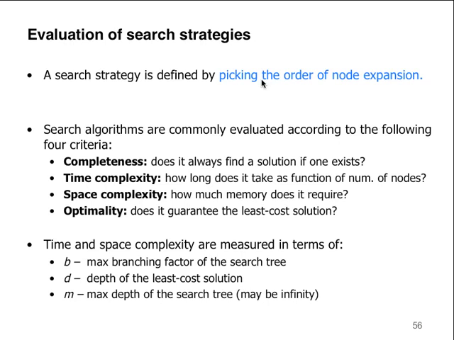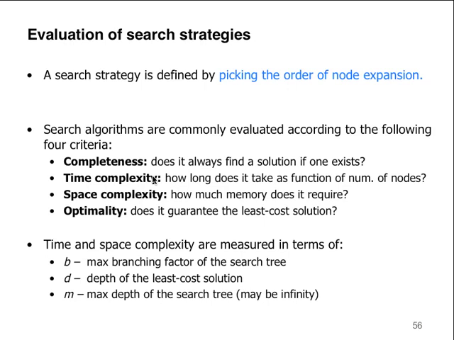So the evaluation of searching strategies works with the search strategy that's defined by picking the order of the node expansion. And then we have the criteria for judging it. So the search algorithms are commonly evaluated according to the following 4 criteria. Completeness, that's probably the most important. Does it always find a solution if one exists? Because that's what we want.